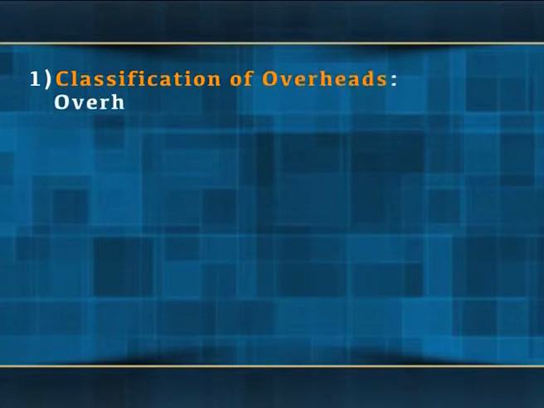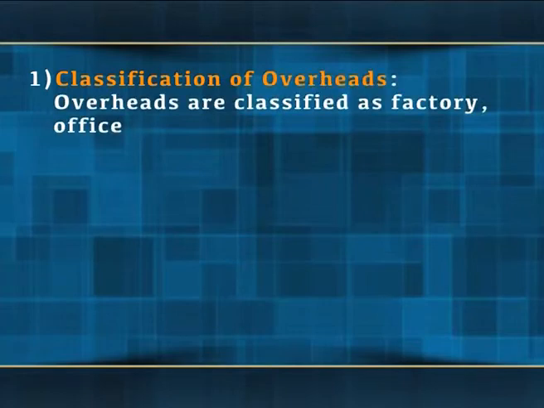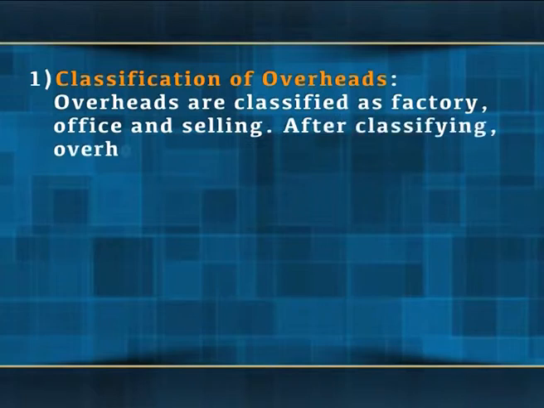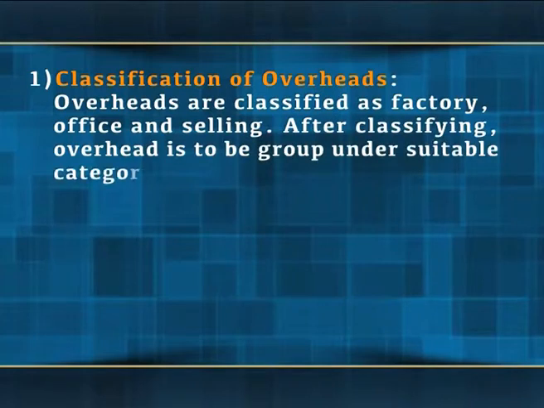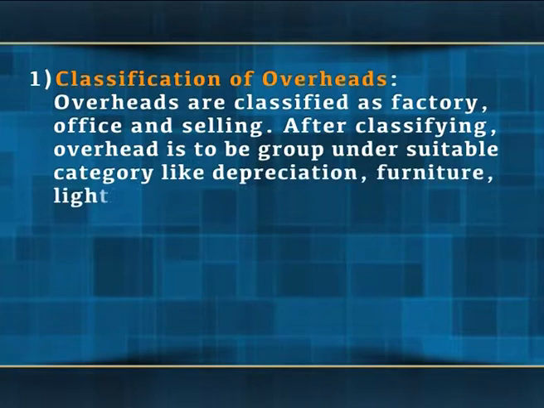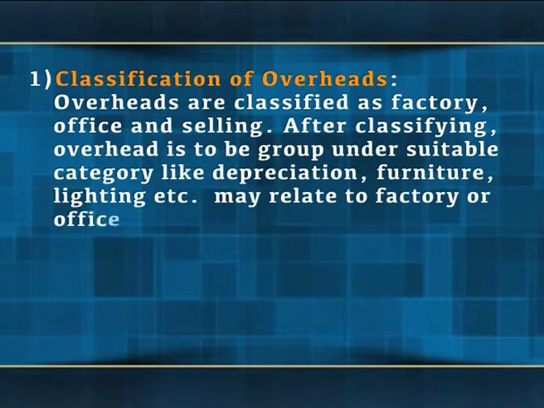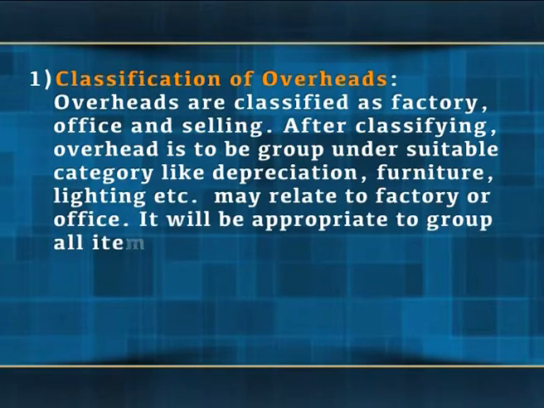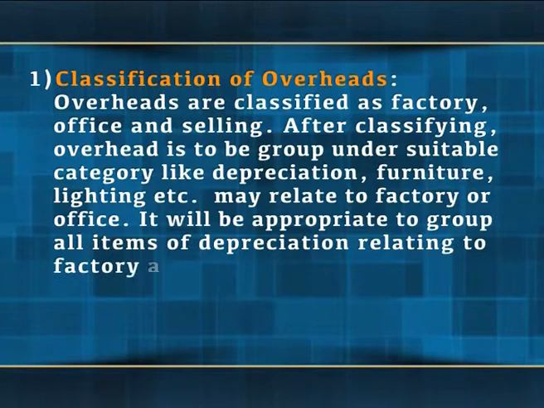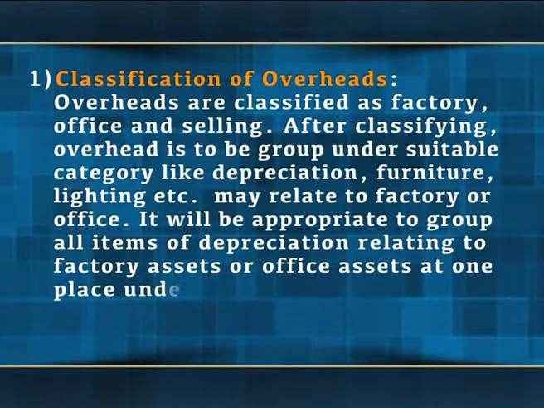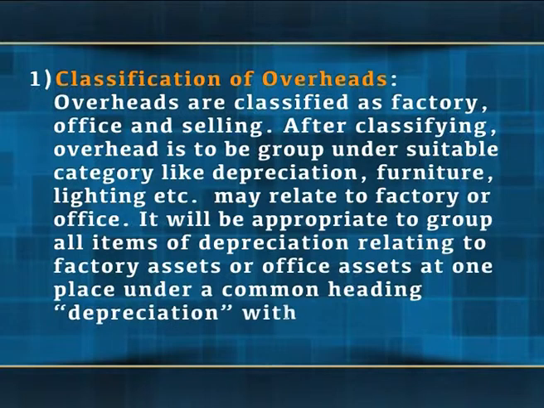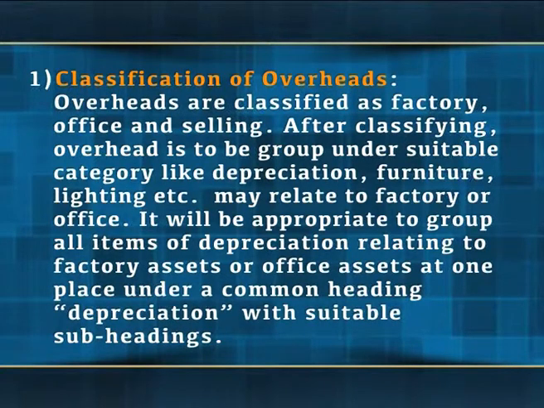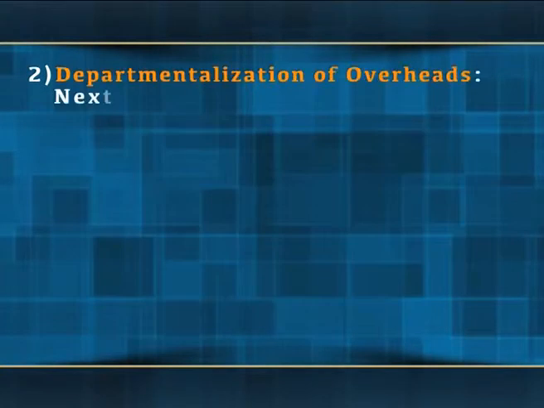Now let us look at the various stages of overheads distribution. 1. Classification of overheads. Overheads are classified as factory, office and selling. After classifying, overhead is to be grouped under suitable categories like depreciation, furniture, lighting, etc. which may relate to factory or to the office. It will be appropriate to group all items of depreciation relating to factory assets or office assets at one place under a common heading, depreciation, with suitable subheadings.